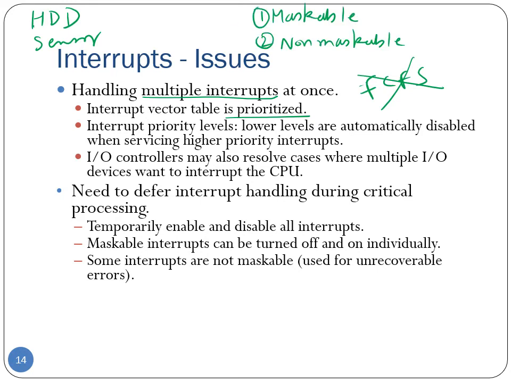So there are maskable interrupts and non-maskable interrupts. Maskable interrupts are those interrupts which can be disabled by the CPU during some critical processing if needed. As opposed to this, non-maskable interrupts are those interrupts which cannot be disabled by the CPU, and the non-maskable interrupts are basically used for reporting almost catastrophic events, for example some kind of hardware failure in the system or maybe some kind of unrecoverable memory error.